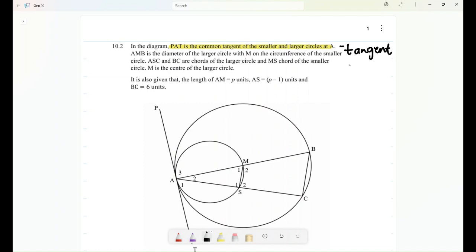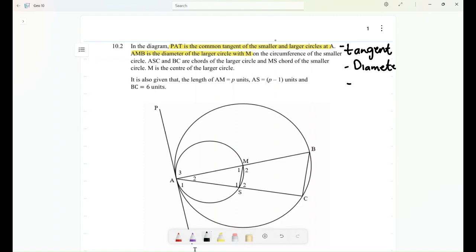All right. The second one, AMB is a diameter to the circle with M. We have a diameter. The information that I'm highlighting here, we should have reasons that include these.